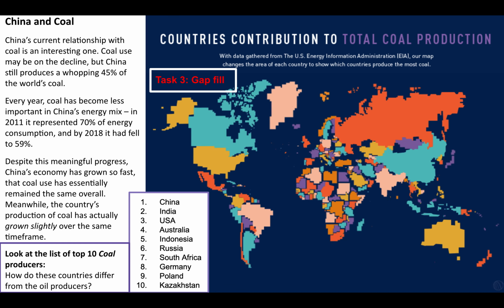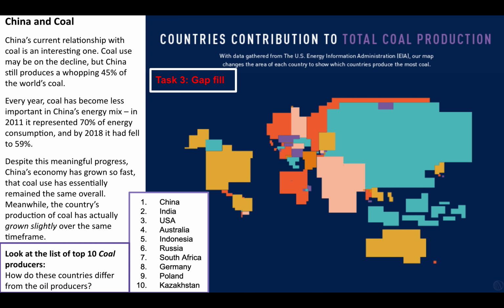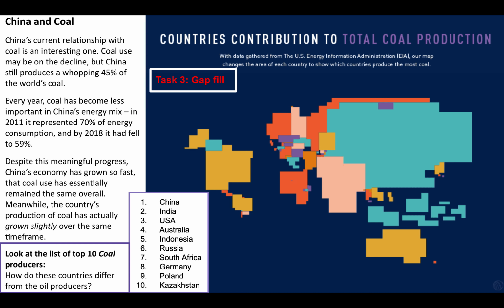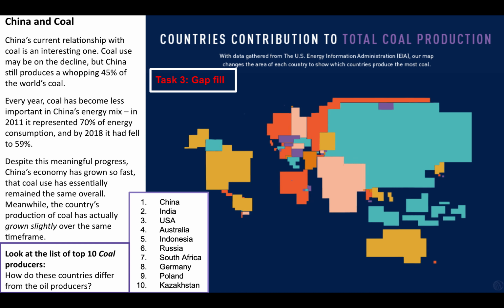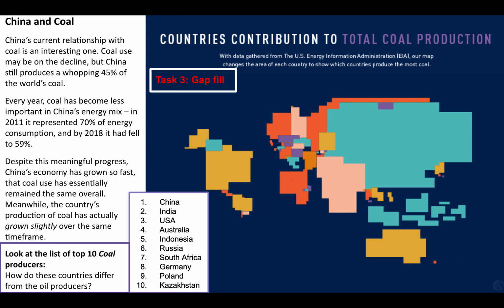So China has an odd, an interesting relationship with coal, because overall across the world, the amount of coal that we're using is in decline. It's going down because it's so dirty and polluting, but China still produces almost half, 45% of the world's coal.